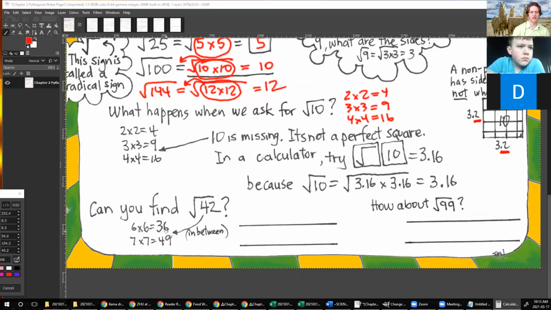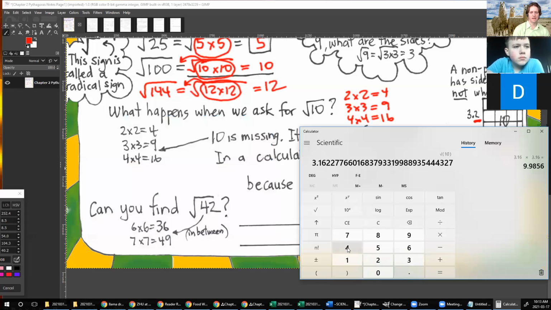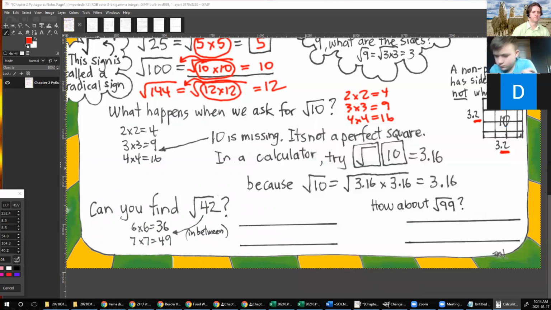So this is where you're going to grab your calculator. I'm going to do 42, and then the square root gives me 6.4807, and it keeps going. I'm going to just say 6.5, and that's going to be perfect for here. So the square root of 42 equals 6.5.